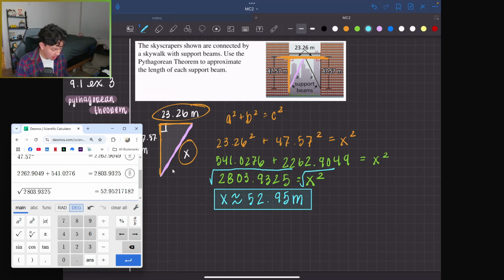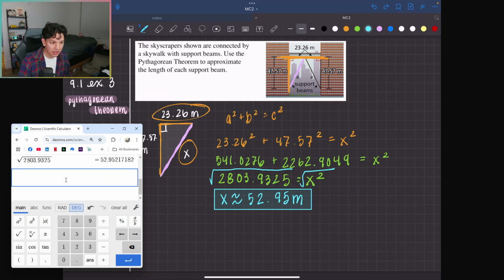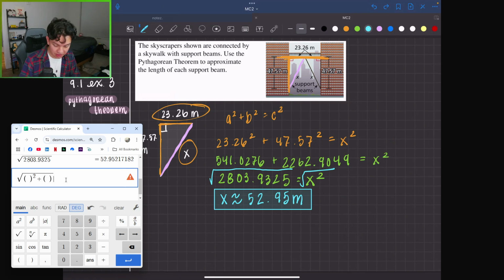Cool. I do want to mention that a lot of the time, you might get repeating decimals or really long decimals. So if you don't want to deal with that, what you can do is put everything into one equation. So how would I do that? If I wanted to just solve it right away, I will just do the square root of, and then in parentheses, and I'm going to put the squares in also. So it'll look something like this.